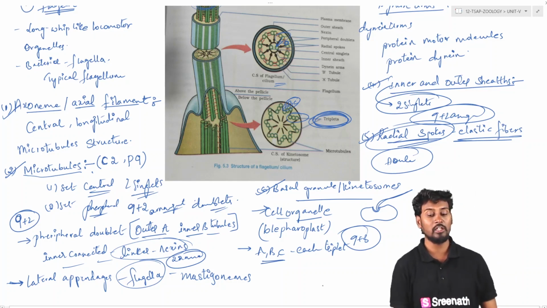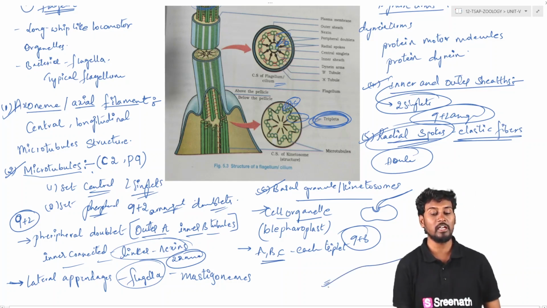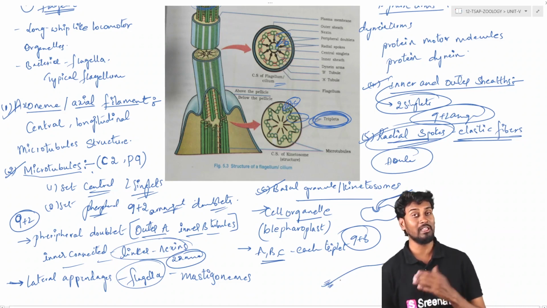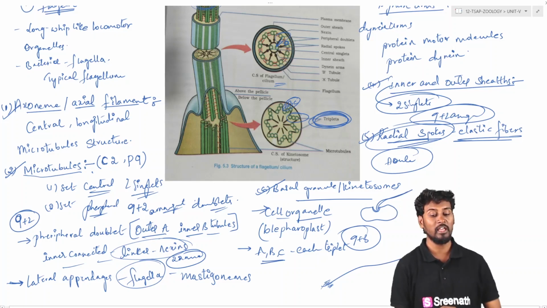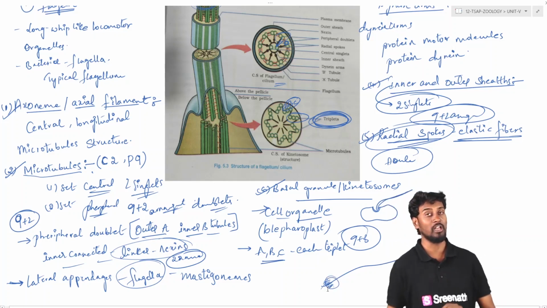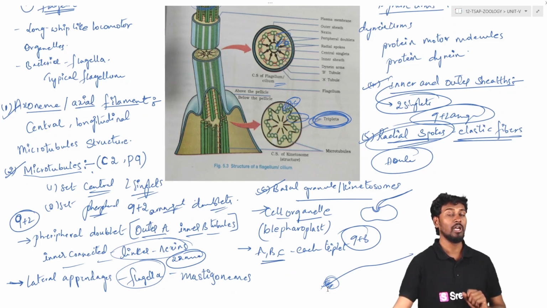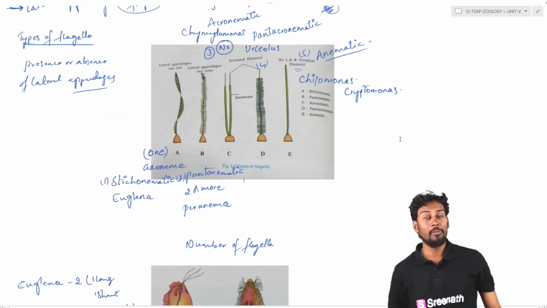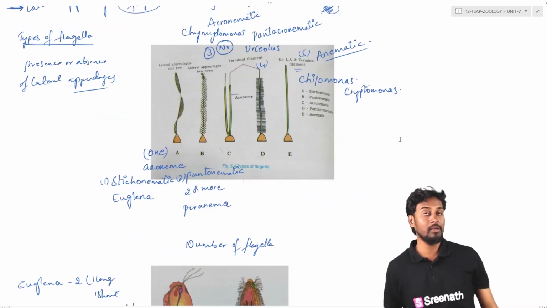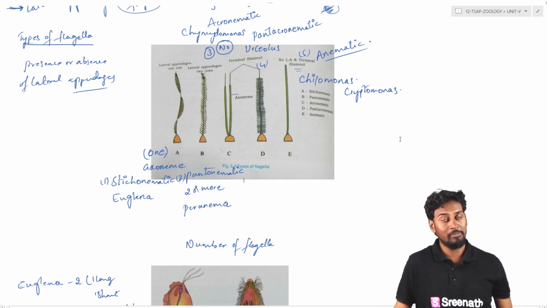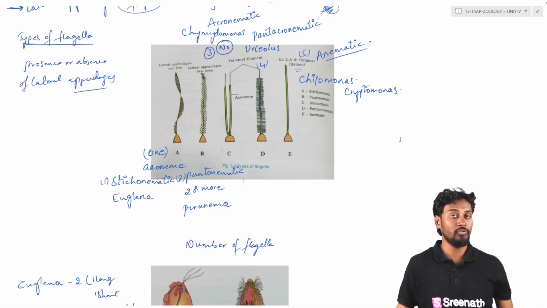Along with the flagella, on the external surface of the cellular body, we can see some small hair-like structures. These hair-like structures, the lateral appendages, are called mastigonemes. They are involved in the movement of the cell. Coming to the types of flagella, based on the presence and absence of lateral appendages, we can differentiate the flagella into 5 different types.